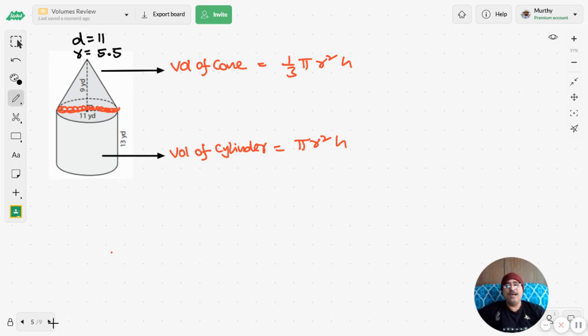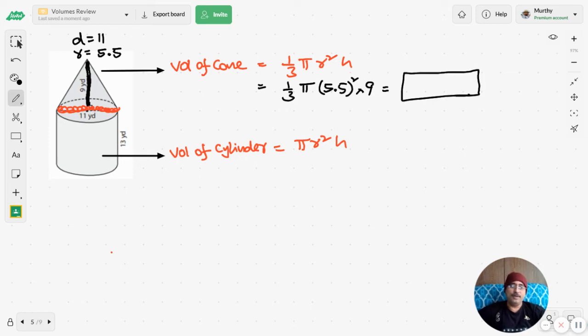Now just plug in these values. 1/3 pi, radius 5.5 square, times the height of the cone. You can see that it is 9 yards. Please don't forget, in the beginning of the question itself, always check whether radius or diameter is given. So here the height of the cone is 9. Then you can compute. I'm not showing the answer, but I'm sure you know how to compute it.